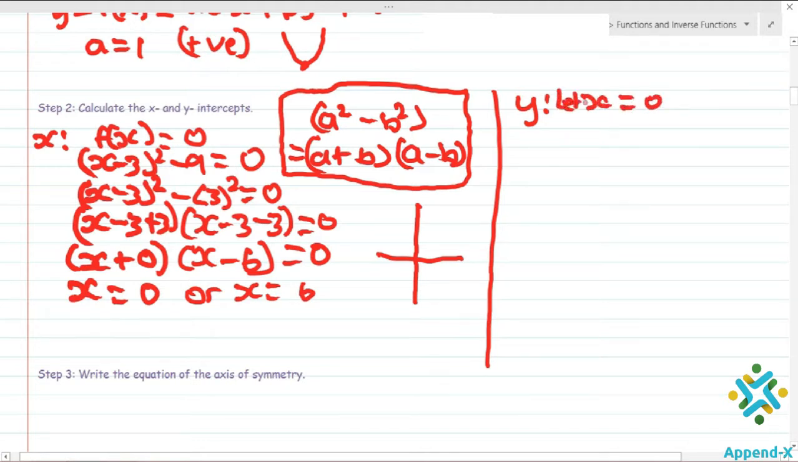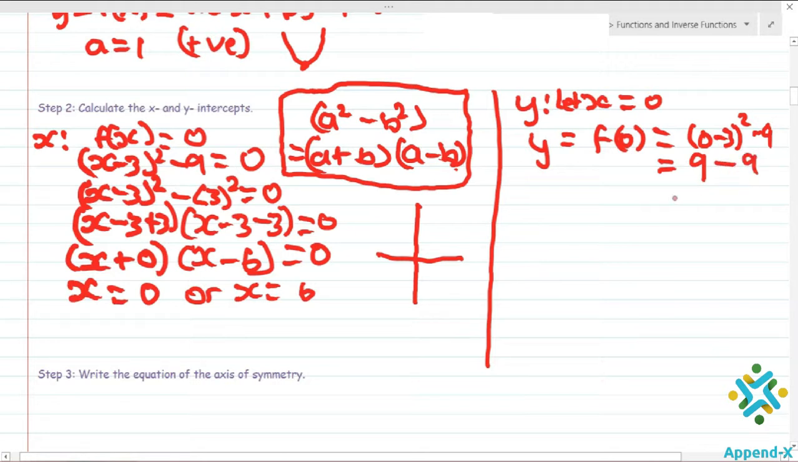So we let x is equal to 0 in our equation so that we can solve for y is equal to f of 0, which is equal to 0 minus 3 squared minus 9. Now 0 minus 3 is a negative 3, but when we square this negative 3, we get a positive 9. So we have 9 minus 9 giving us a 0. Therefore the graph cuts the y-axis at 0, so the graph goes through the origin, to be something like this.